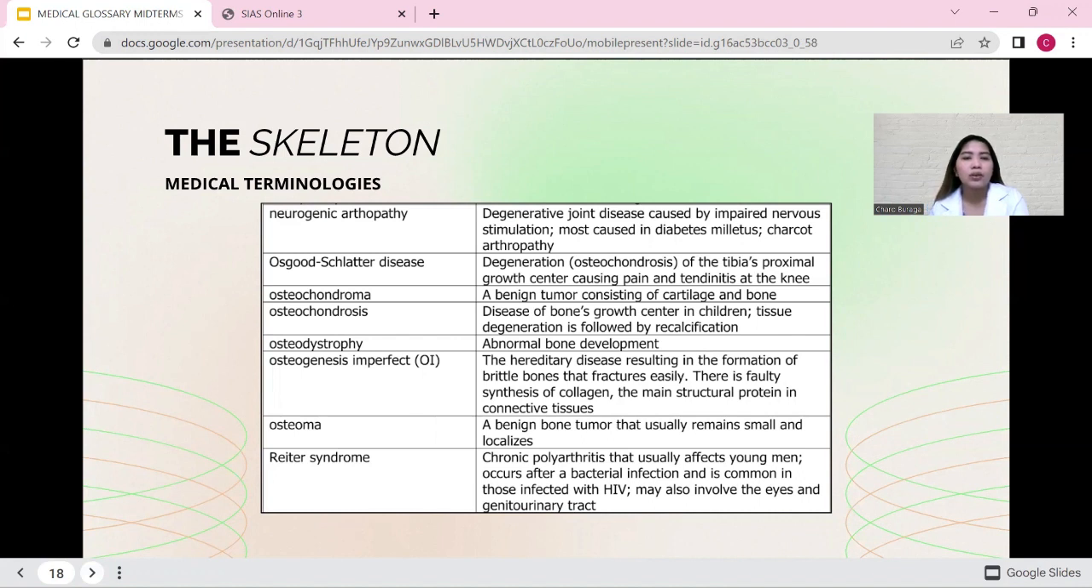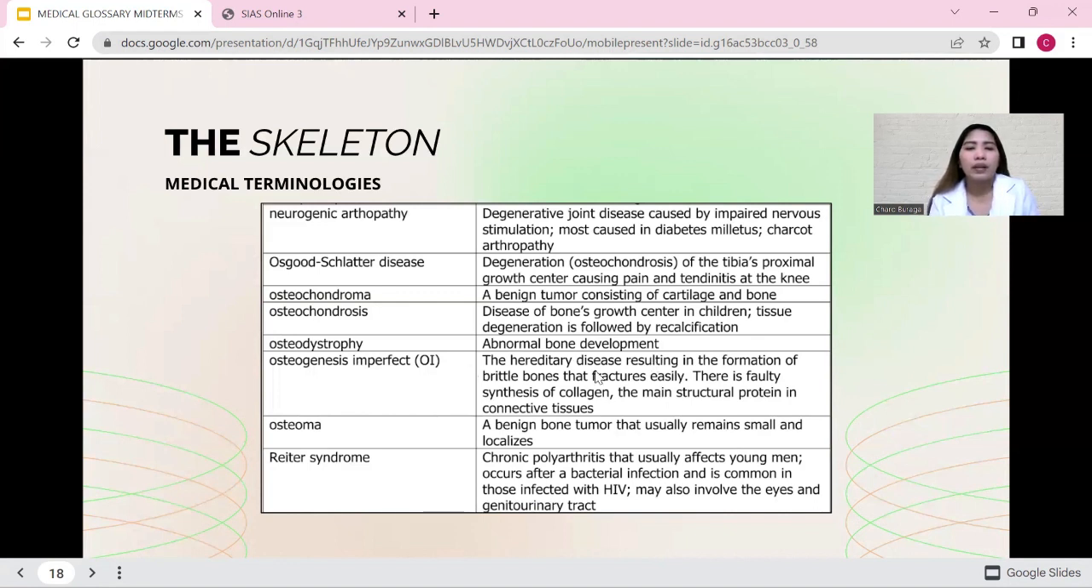Okay? The Osgood-Schlatter's disease, degeneration or osteochondrosis of the tibia's proximal growth center. Asan yung tibia and the fibula? Dito, buto yan. Dito sa leg sa baba. Causing pain and tendinitis of the knee. Masakit siya yan. Sobra. Osteochondroma, a benign tumor of cartilage and bone. And the osteochondrosis, the disease of bones growth center in children. Tissue degeneration is followed by what? Recalcification. Osteodystrophy, abnormal bone development.